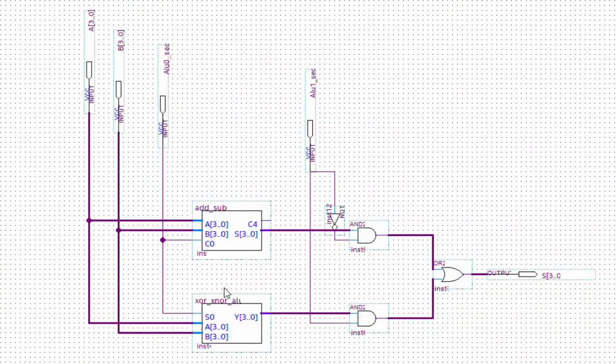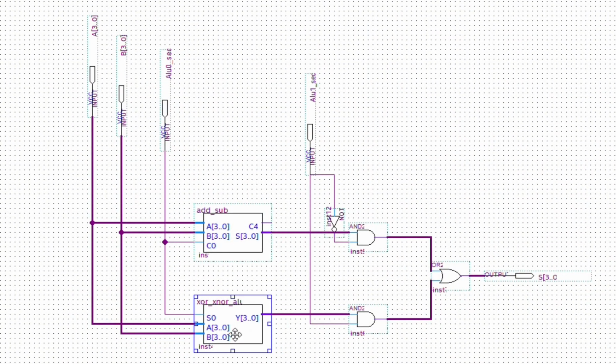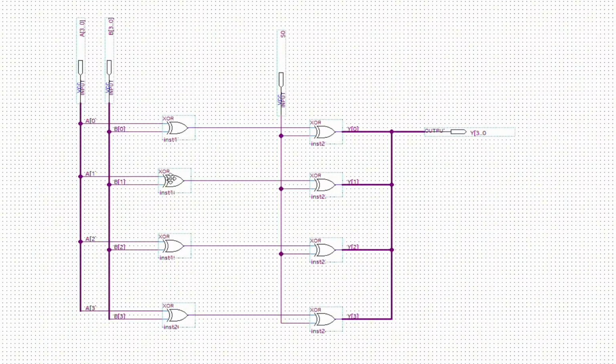Now for XOR and XNOR. These circuits use 6 XOR gates. When the control signal S0 equals 0, the output performs XOR. When S0 equals 1, the output becomes XNOR. For example, if A0 equals 1 and B0 equals 1, when S0 is 0, the output of the XOR operation is 0, while when S0 is 1, the output of the XNOR operation is 1.